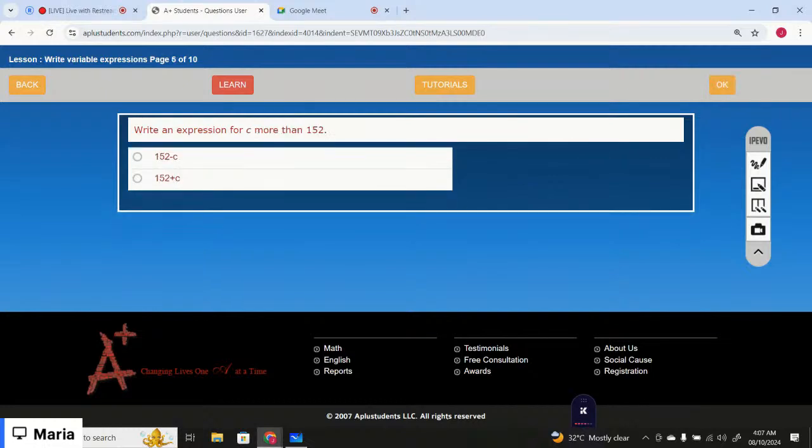Write an expression for c more than 152. So which is the correct option? The correct option is option number 2, that is 152 plus c. Option number 2 is the correct option.